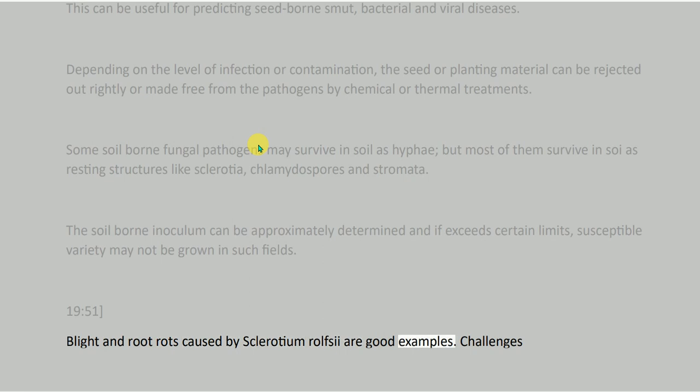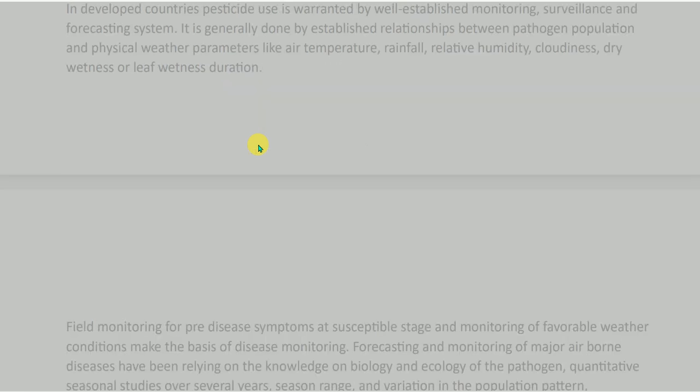Challenges. In developed countries, pesticide use is warranted by well-established monitoring, surveillance and forecasting systems. It is generally done by established relationships between pathogen population and physical weather parameters like air temperature, rainfall, relative humidity, cloudiness, dew or leaf wetness duration. Field monitoring for pre-disease symptoms at susceptible stage and monitoring of favorable weather conditions make the basis of disease monitoring.